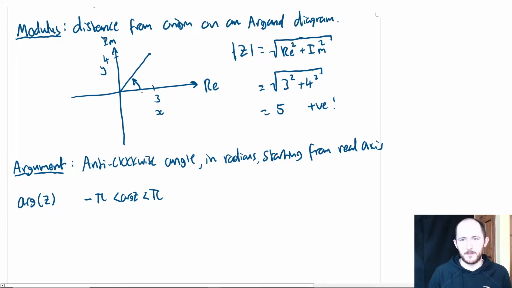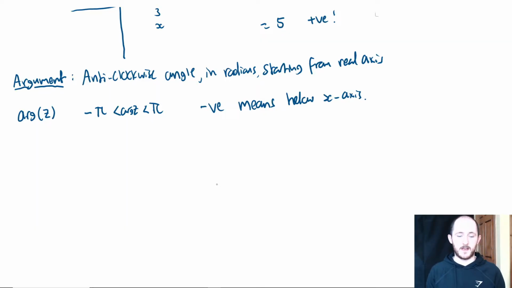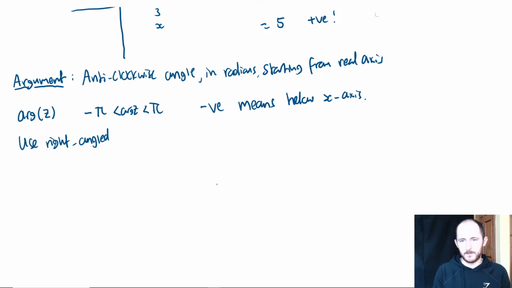Because if I said, for example, minus 2 over 3 pi over here, that's the same as having a quarter pi, or pi over 2 this way. So a negative argument means below the x-axis. And again, it's literally the exact same way we do it with the CAST diagram. So all you need to do is use right-angle trig, exactly like doing the CAST diagram.